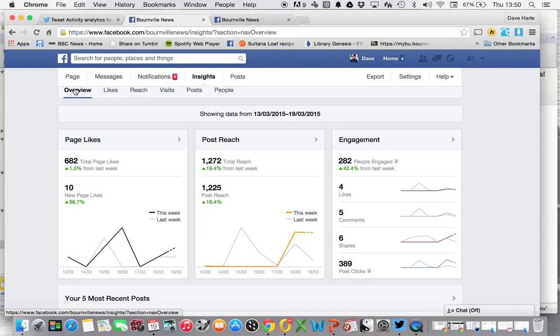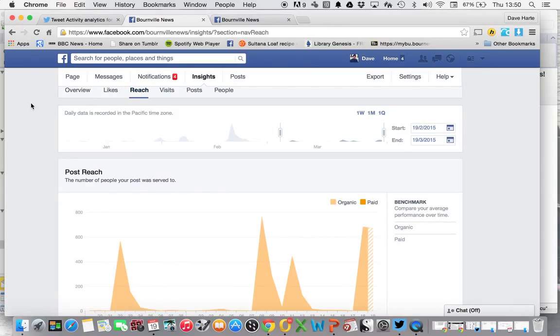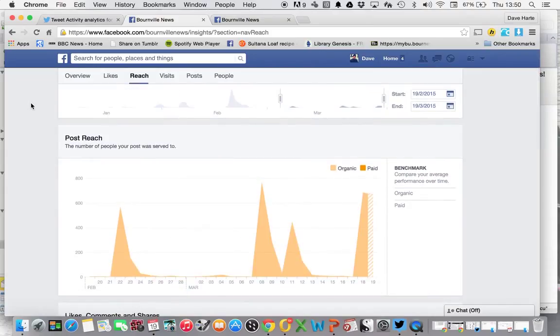So here is our overview tab. If we click on here, we can look at likes, but let's go to reach, the number of people your post was served to. Again, what are the dates here? This is February, March. When I'm not posting, which is quite a long time sometimes, it's very little. So old posts are maybe being reshared or something like that, so they're making some kind of impression.